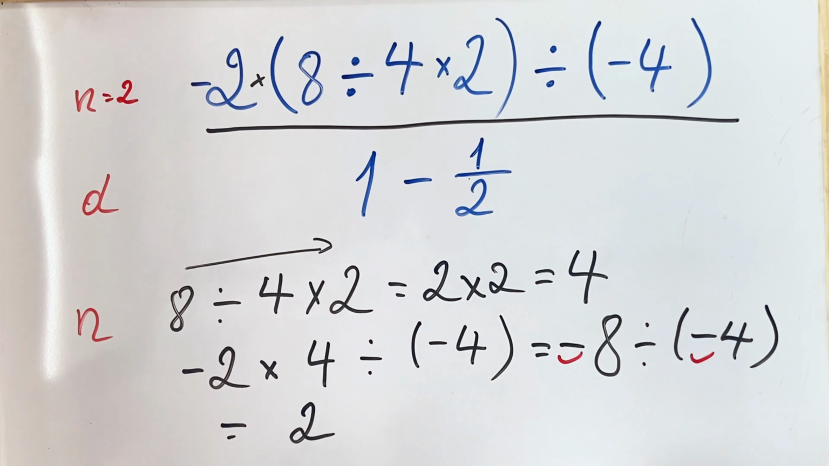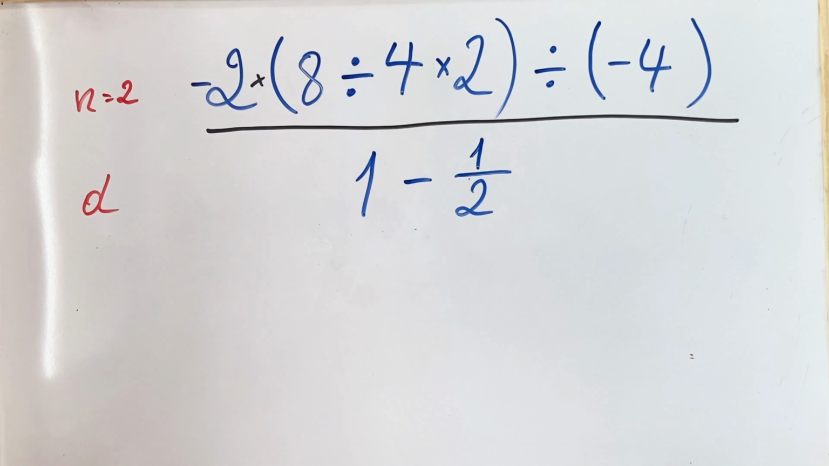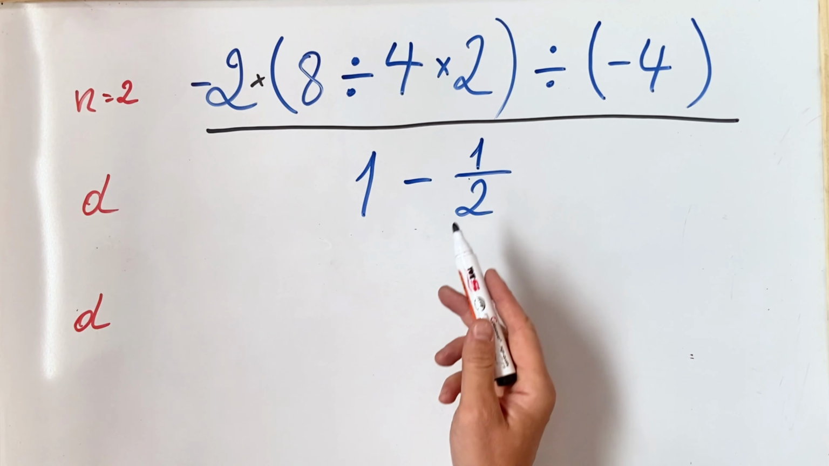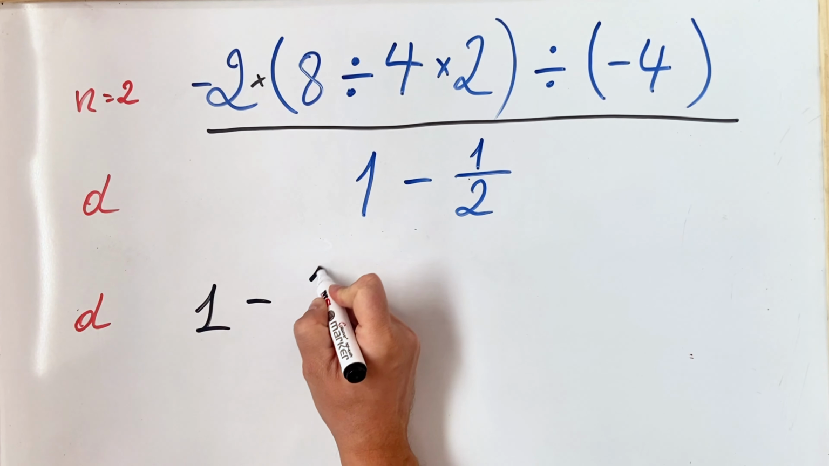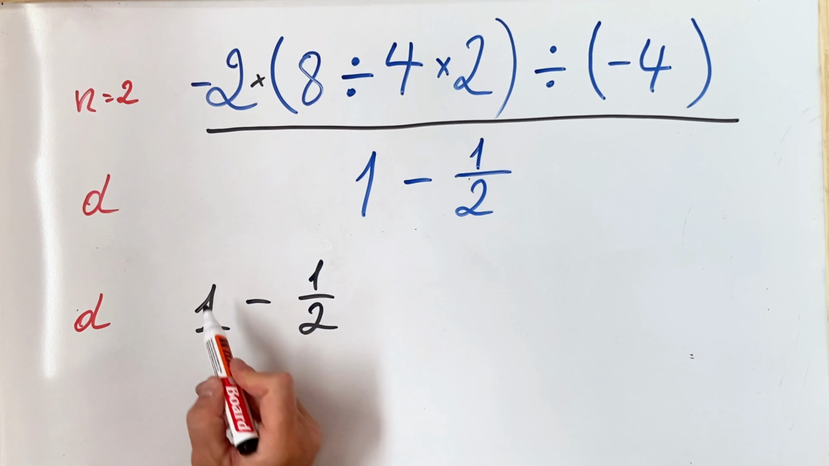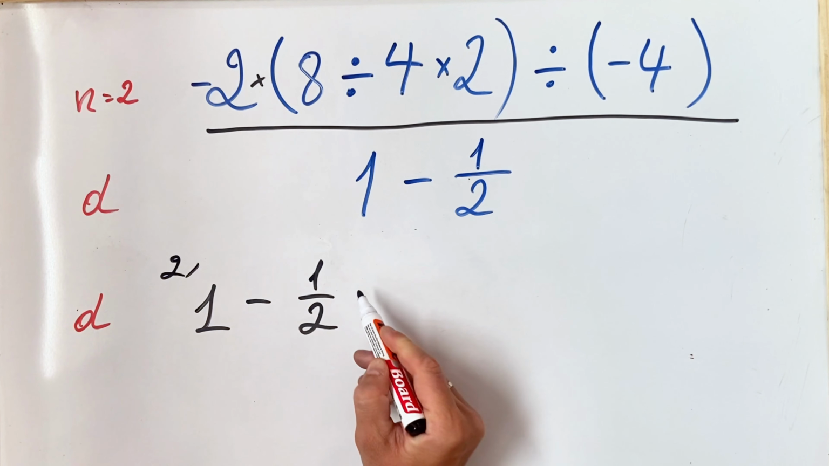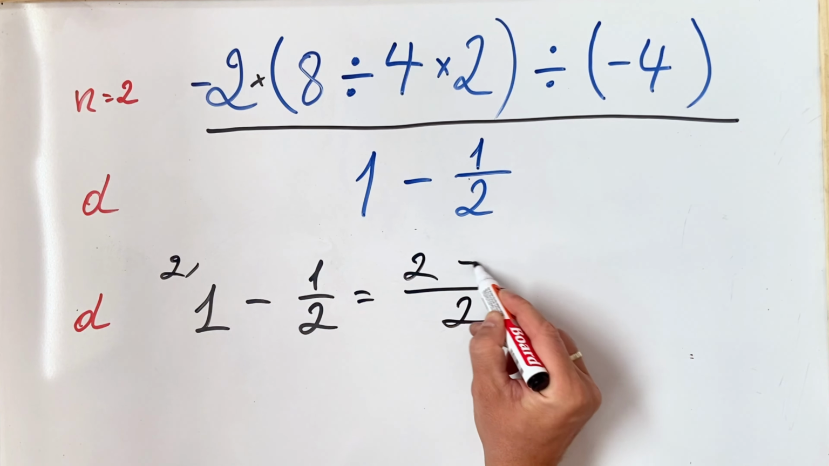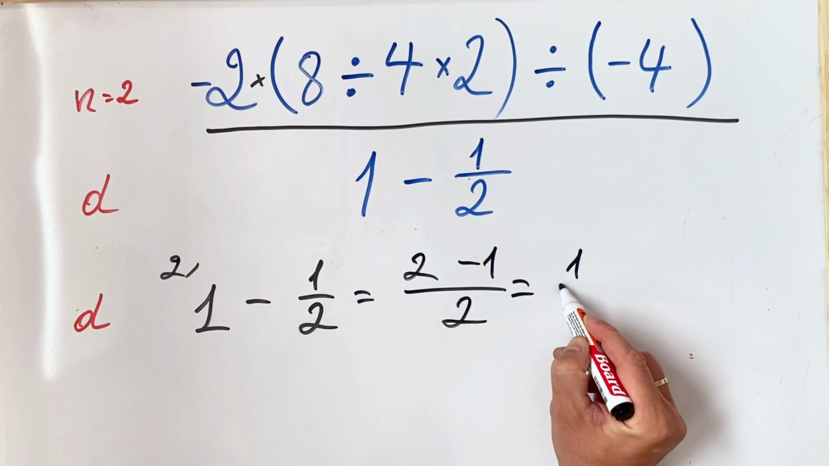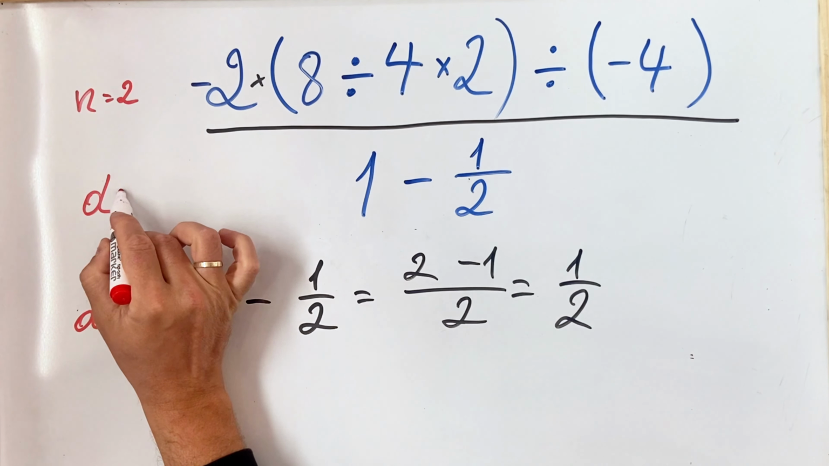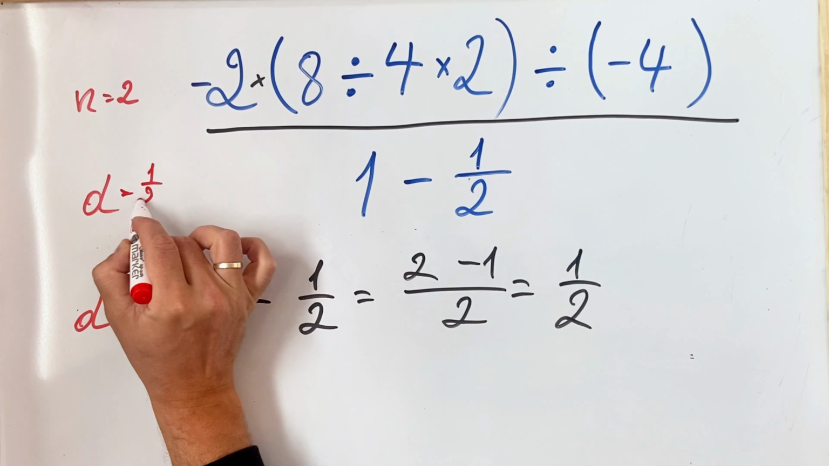Let's do now the denominator. So now let's tackle the denominator. To do this, it's pretty straightforward. 1 minus 1 over 2. So then we need to put it over the same denominator. We multiply by 2 and we get 2 over 2 minus 1 over 2, and we get 1 over 2. So for us, the denominator is 1 over 2.